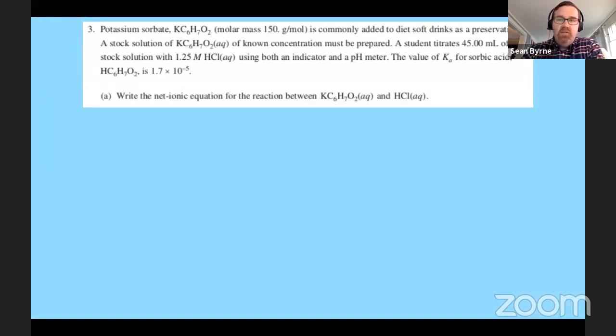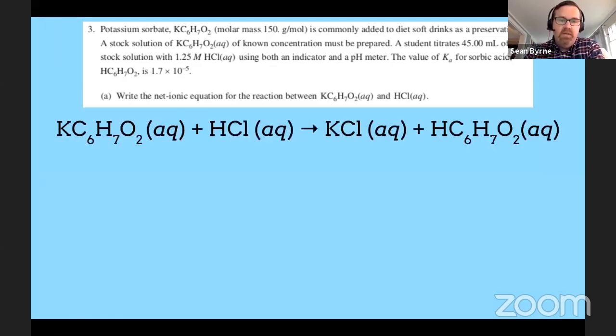So the first thing is to write the net ionic equation for the reaction between KC6H7O2 and HCl. So anytime that I am answering a question like this, and when I'm talking to my students about it, I encourage them to write out the complete molecular equation. This is not a scoring requirement. This is not a part of what you would necessarily be expected to write down.